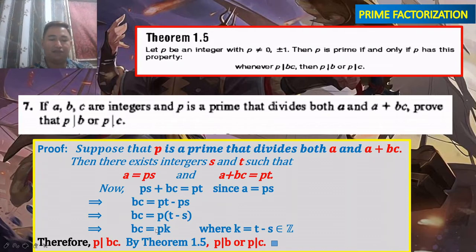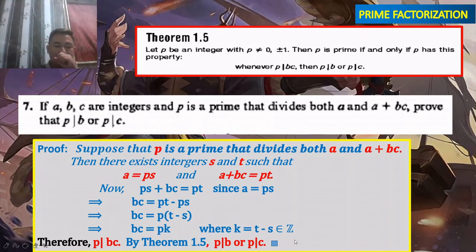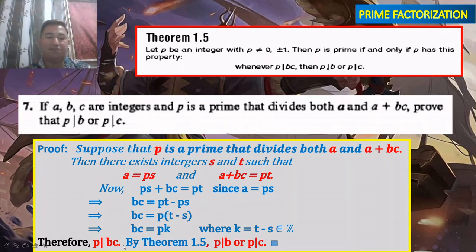So bc is equal to pk, where k is equal to t minus s, which is an integer. So bc is divisible by p. Therefore, p divides bc. Using Theorem 1.5, if p divides bc, then p divides b or p divides c. So, by Theorem 1.5, p divides b or p divides c. We have proven it, and that ends the proof. Okay, next.